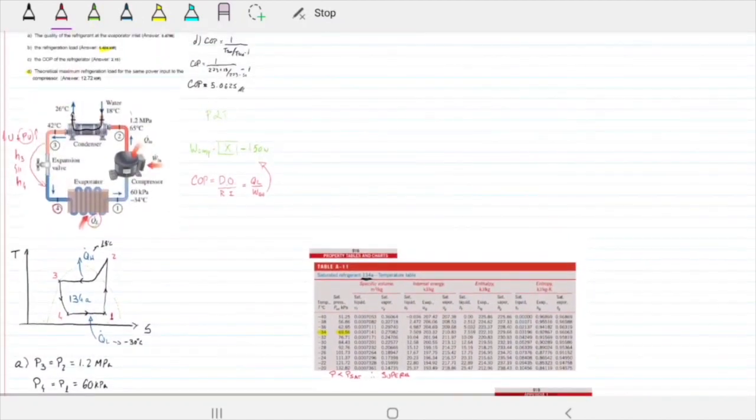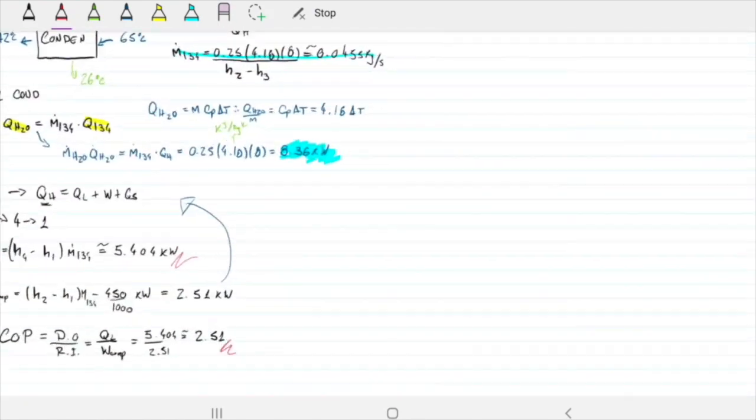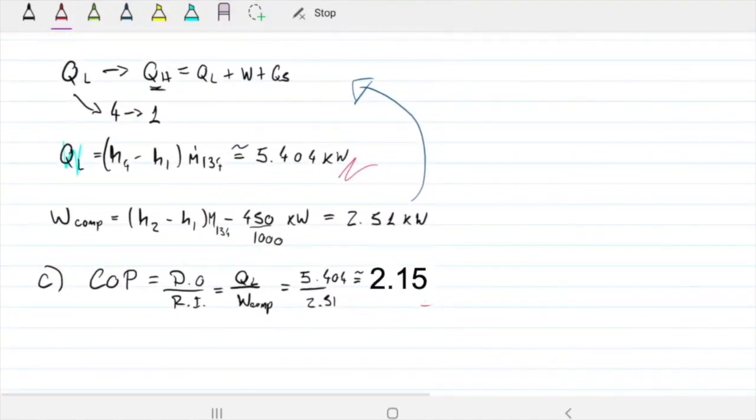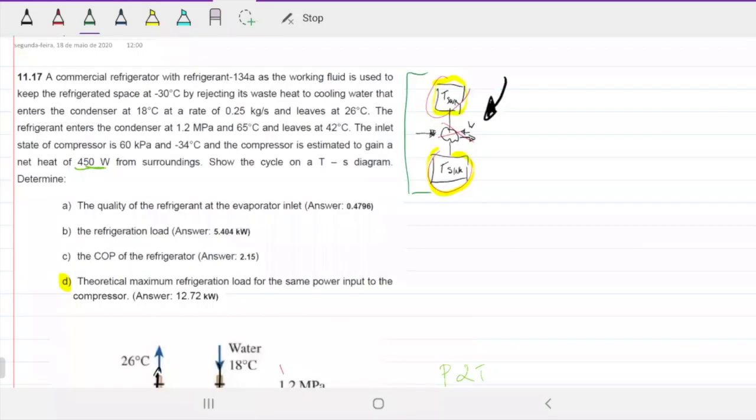D is asking us what's the theoretical maximum refrigeration load for the same power input of the compressor. So if we're keeping this compressor at this power here, that is, if we don't want to change this guy whatsoever, what is the maximum QL that I can have? What's the maximum energy I can extract from this environment that I want to keep at -30? So we're after the maximum value for any heat engine, for anything operating between two temperatures.